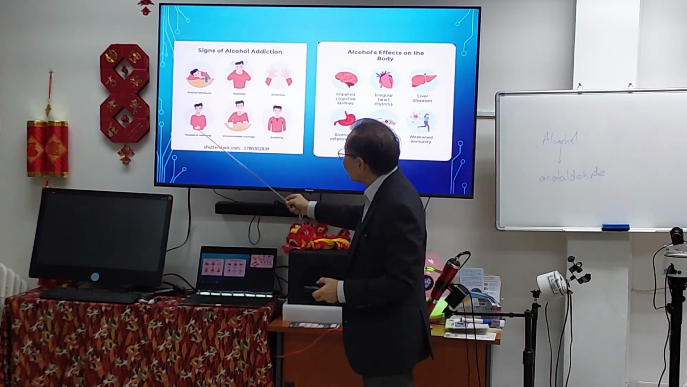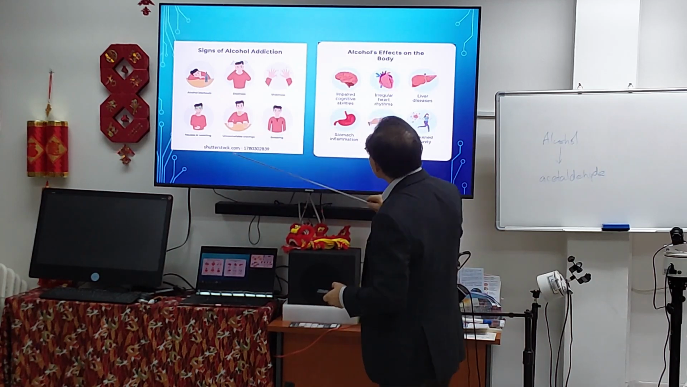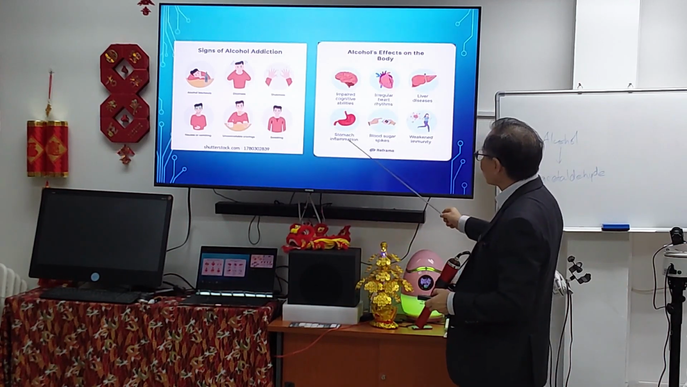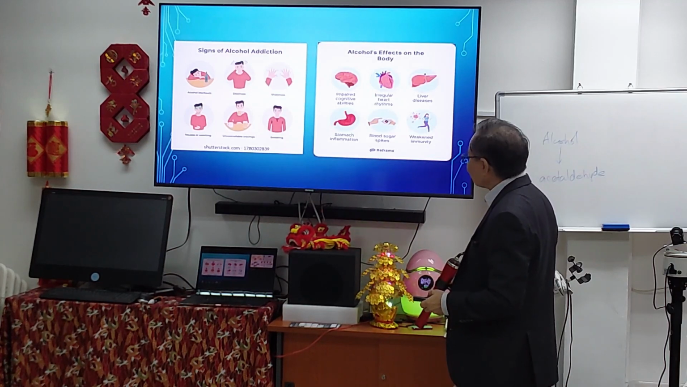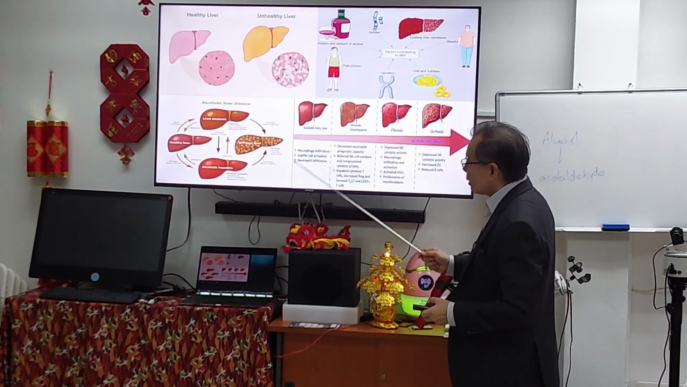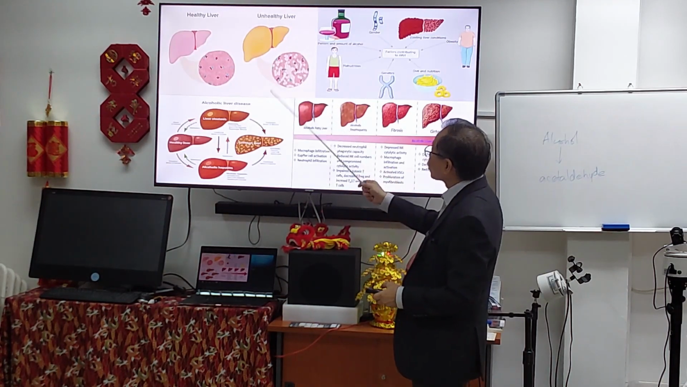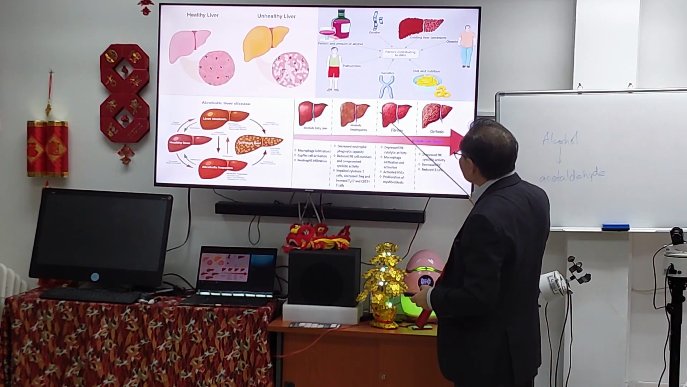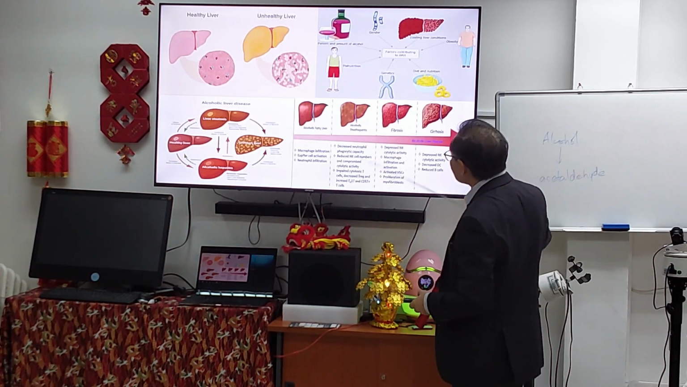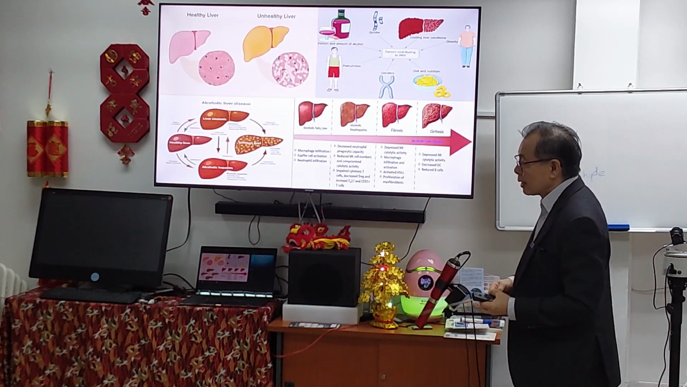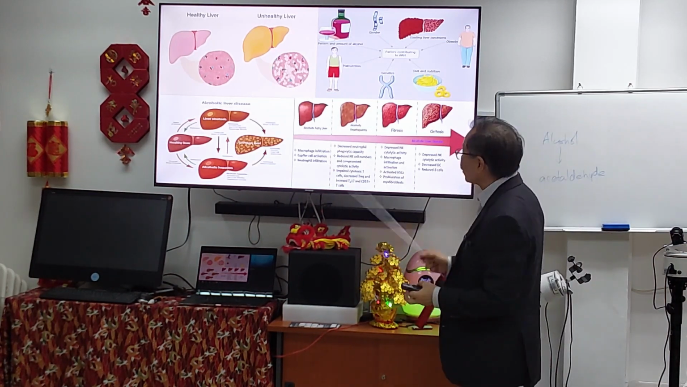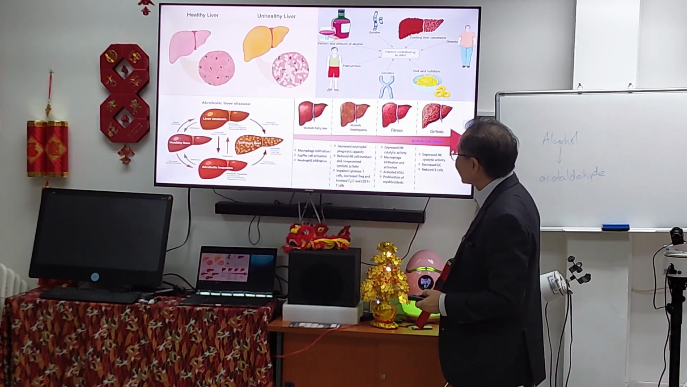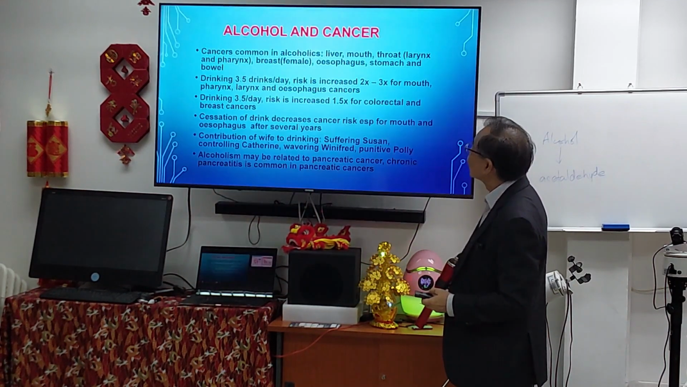These are all the signs of addiction. Nausea, sweating, shakiness, impaired cognitive abilities, irregular heartbeats, liver disease, weakened immunity, blood sugar spikes, stomach inflammation. And of course, more important than anything else, alcohol is responsible for your liver damage. It goes through fatty liver, steatohepatitis, fibrosis, and then cirrhosis. And cirrhosis can give rise to liver cancer. At any stage, liver cancer can develop. So this is one of the bad things about drinking, if you can't control yourself.